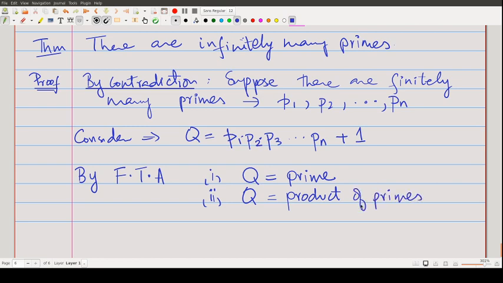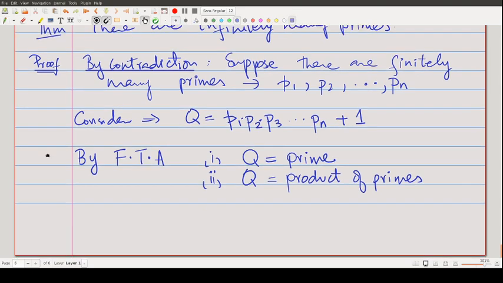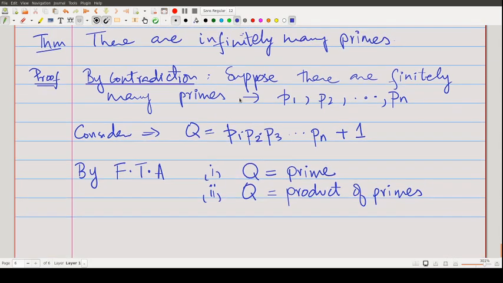Okay, and so if the first possibility is true, then we already have a contradiction, because we assumed that we have listed all of these primes P1 to Pn, and if q is itself a prime, then you have a contradiction because you found another prime. So that's a contradiction in the first possibility.